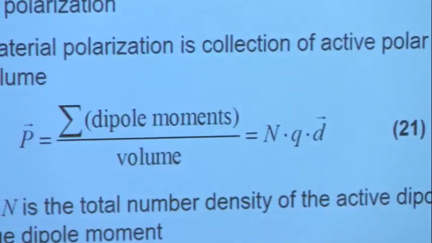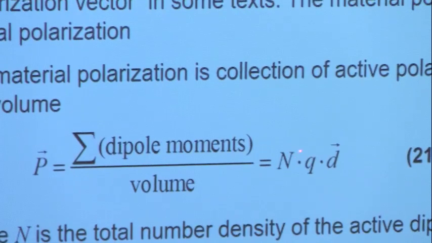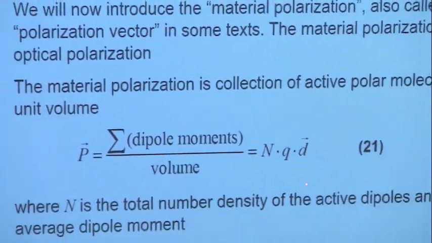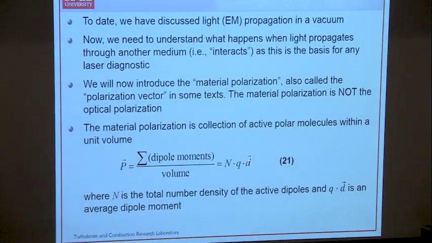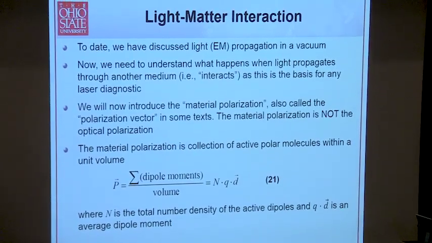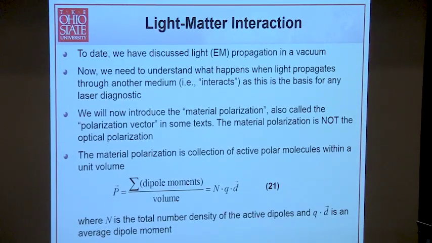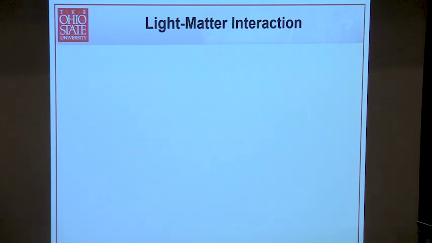Okay? So the polarization is then now we have a volume, and we have a certain level of polar molecules within a unit volume. So we call this polarization vector the summation of the dipole moments, which is our total density of active dipoles. And then we have their charge and the distance between these two molecules. Okay? Bear with me. So right now we're saying it's kind of the total amount of the polarizability, and that's what we're going to talk about.